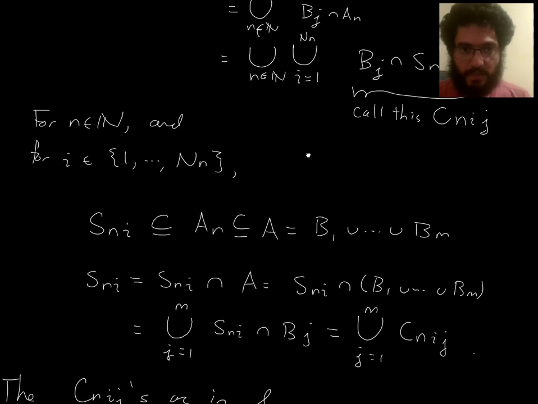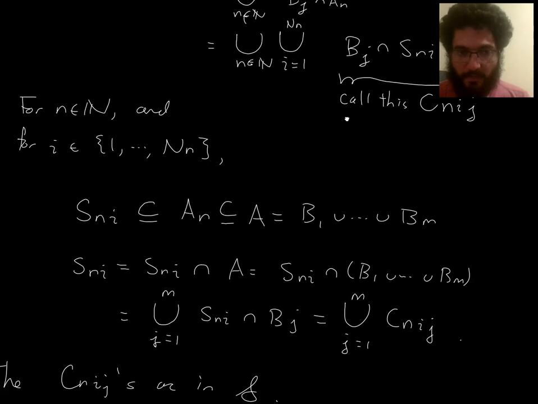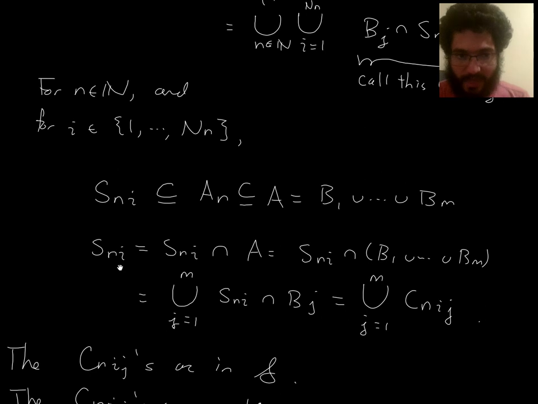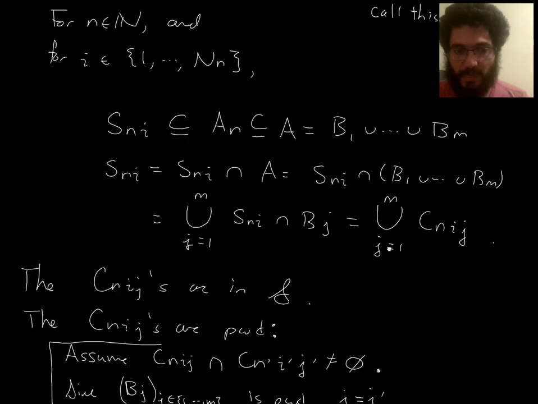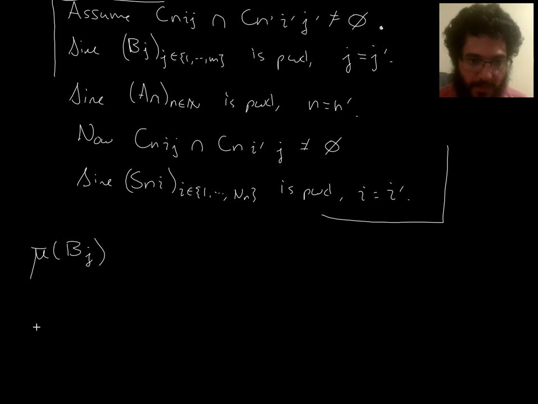So now let me go back. I've got my decomposition of B's in terms of C's, so I'm going to use this. And I've got my decomposition of S's in terms of C's, so I'm going to use that. And I'll be able to write down what is mu bar for these. So what is mu bar Bj? And what is mu bar Sni?